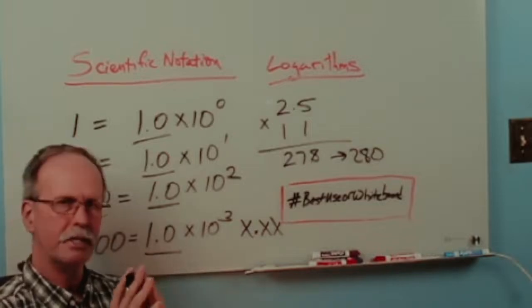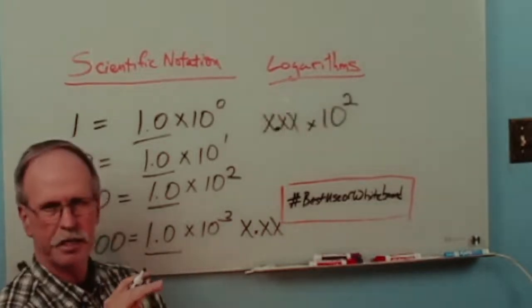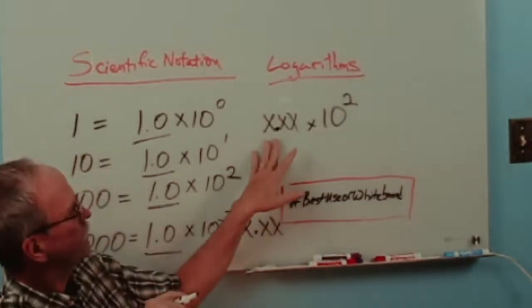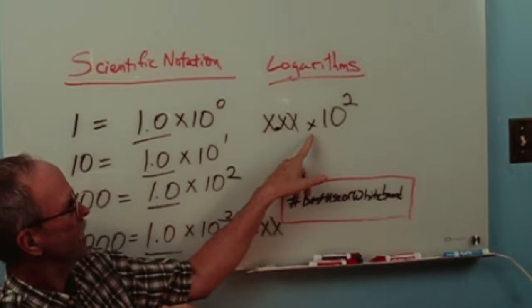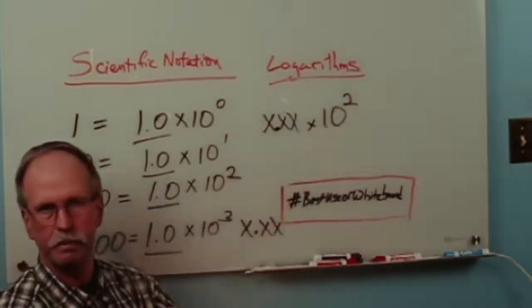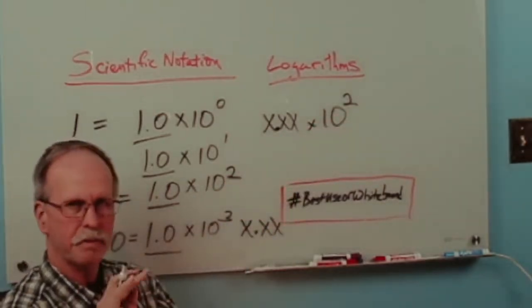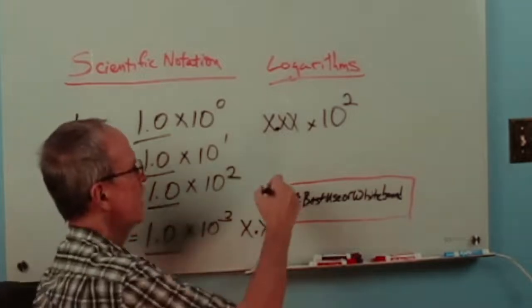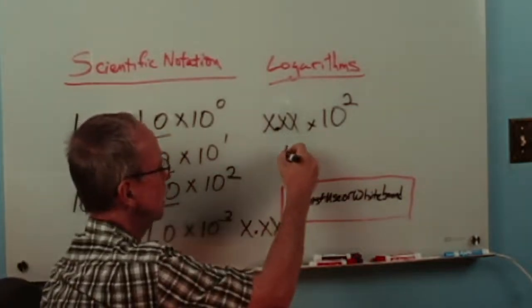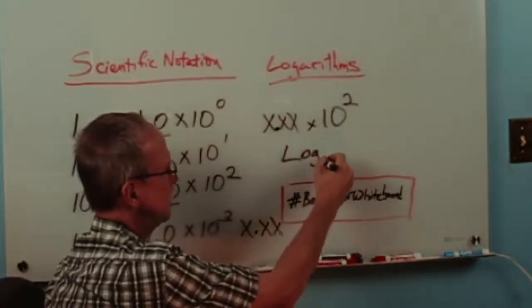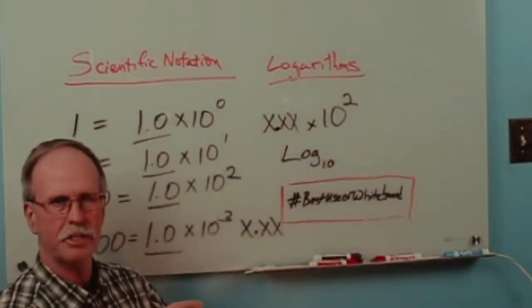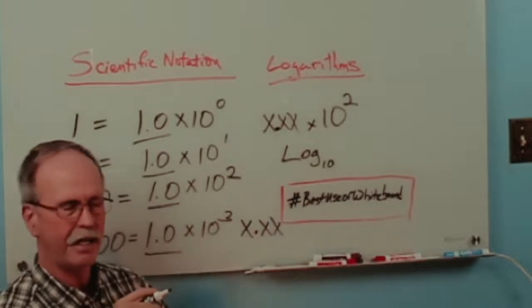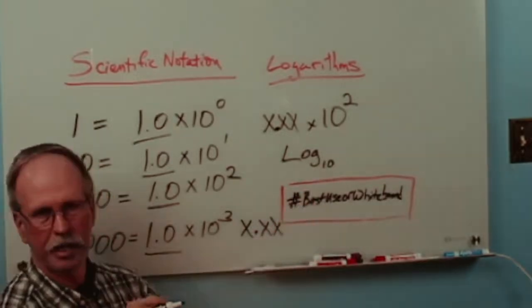Now, what's a logarithm? When we write something in scientific notation, we'll write it in the form of something like this: x.xx times 10 to the power of 2, say. Well, we can express that a little differently. We can use something that's called a log base 10. Now, there are other bases that we can use. We can do log base 2. We can do log base e. But this is what's called the common logarithm.